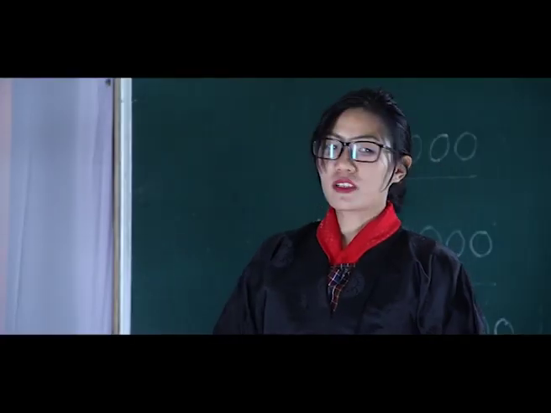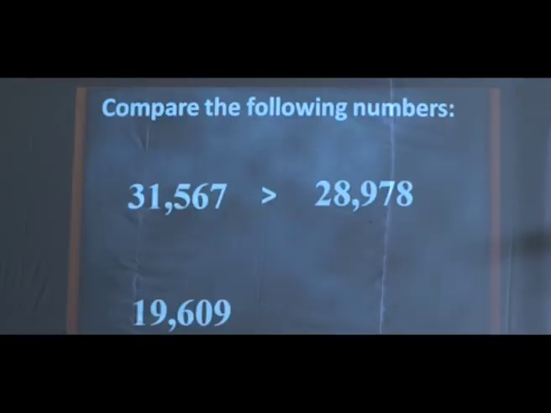So the greater number is 31,567. Now let's check out the second example. The first number is 19,609. The second number is 16,999. Let's see the first digit on the left. Both are 1. They are equal. So what do we do? We move on to the number on the right.